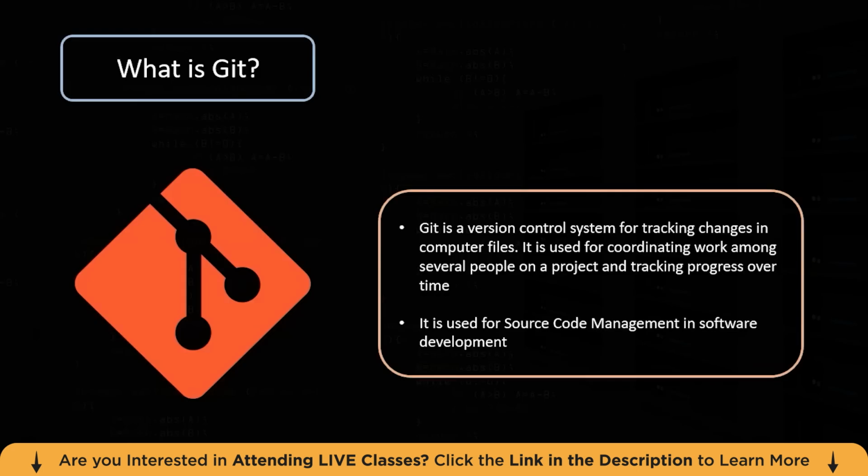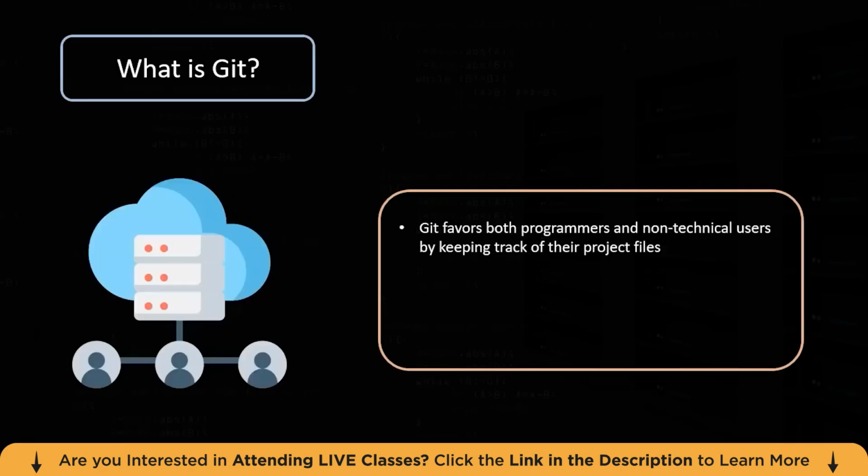So it's a very important and in fact a key tool for any kind of development project. So development cannot survive without having a Git version control system. Now Git favors both programmers and non-technical users. If you are a programmer, definitely you will be using it for storing the source code, having files with some .NET, Java, or some other source code present there.